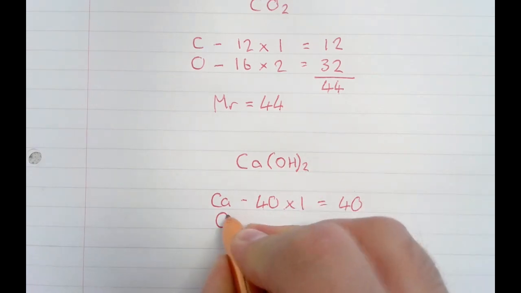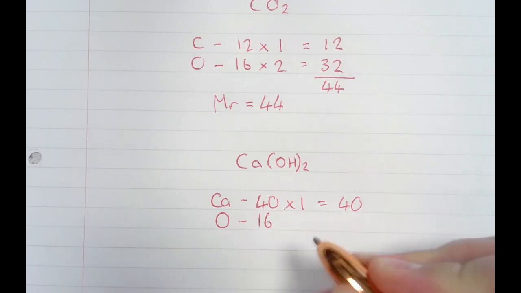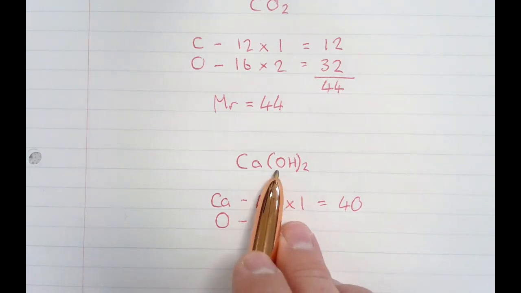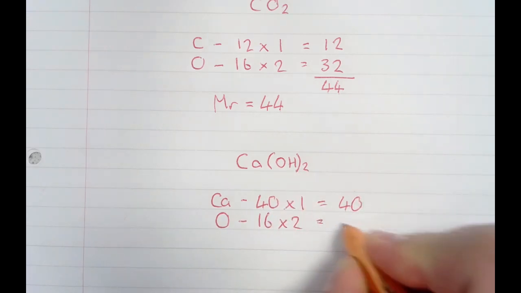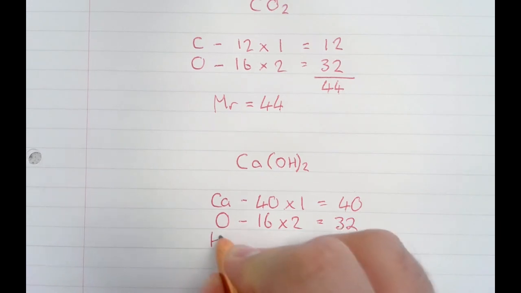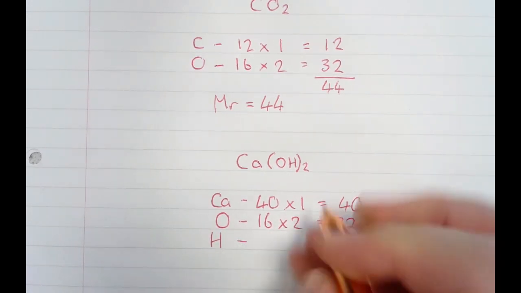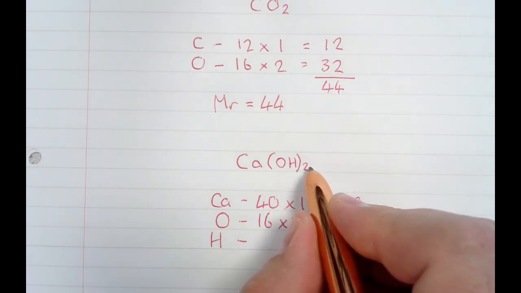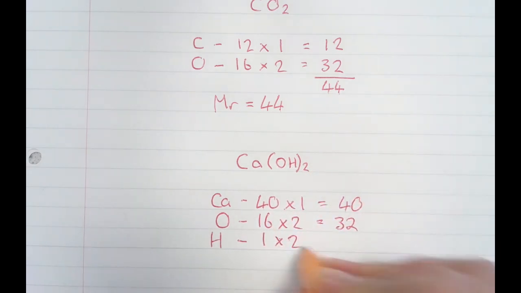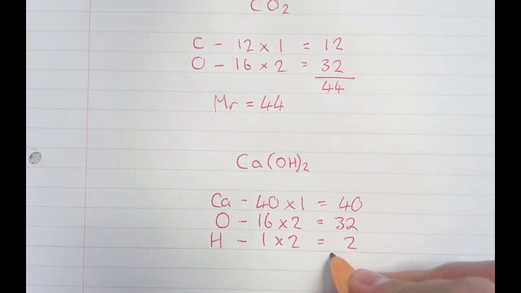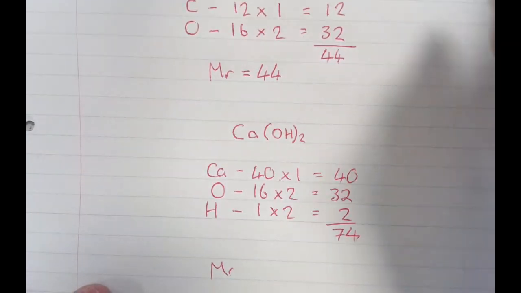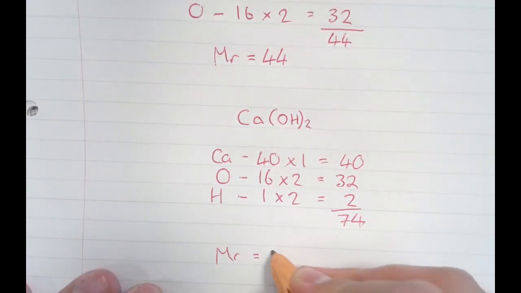So we've got oxygen, and we know from the previous question that had a mass of 16, and because it's inside the brackets and there's a subscript 2, so it's 2 of those, gives us 32. The last thing is hydrogen. Again, it's inside the brackets, so there's 2 of them, each one has a mass of 1, gives us 2 in total. So if we add that together, I think that gives us 74. So the MR for calcium hydroxide is 74.